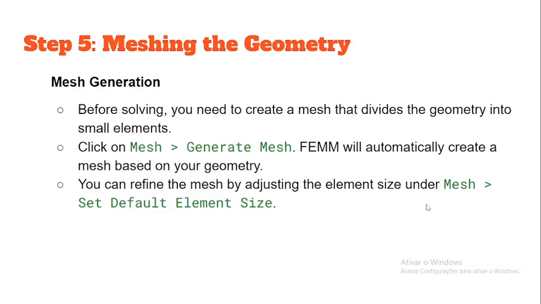Step 5. Meshing the geometry. Mesh generation. Before solving, you need to create a mesh that divides the geometry into small elements. Click on Mesh, Generate Mesh. FEMM will automatically create a mesh based on your geometry. You can refine the mesh by adjusting the element size under Mesh, Set Default Element Size.